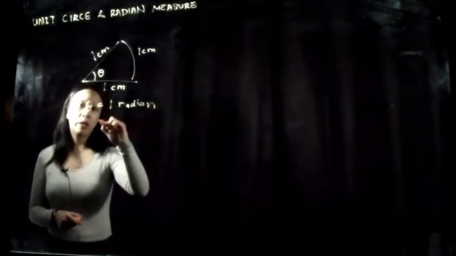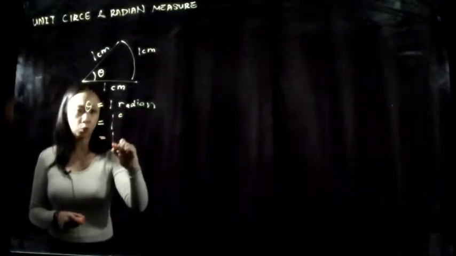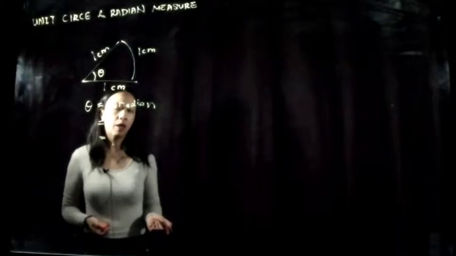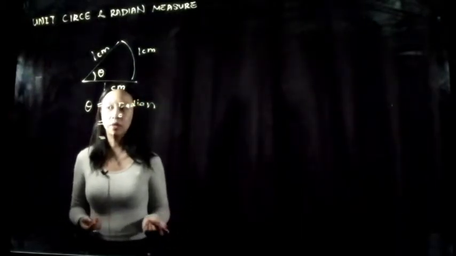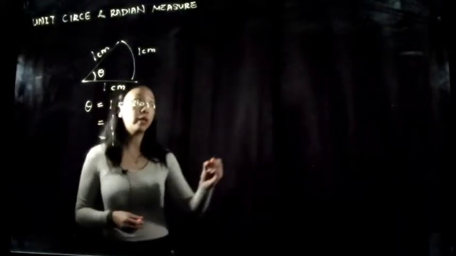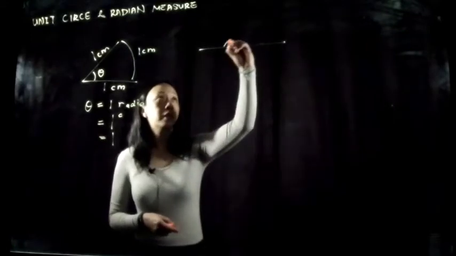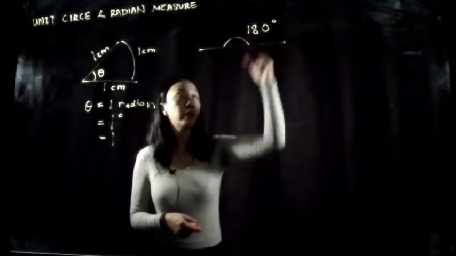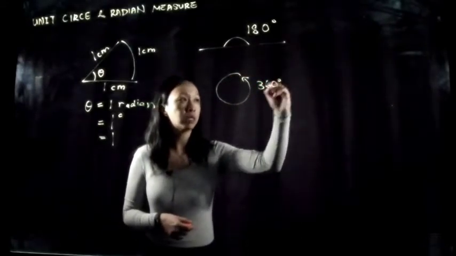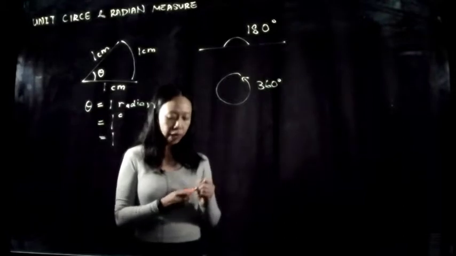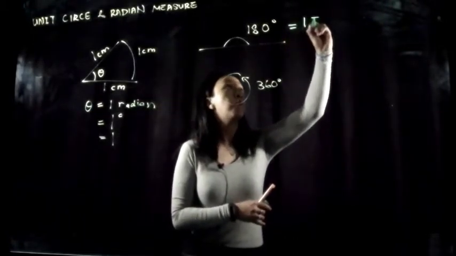So 1 radian, we can also write it as 1 with a small c on top, or we can just write it as 1. As you have learned before, angles can also be measured in degrees. So how are degrees and radian related? For example, if we have a straight line, this will be 180 degrees. And if we have a circle, this will be 360 degrees. So in radian, 180 degrees will be equivalent to 1 pi radian.